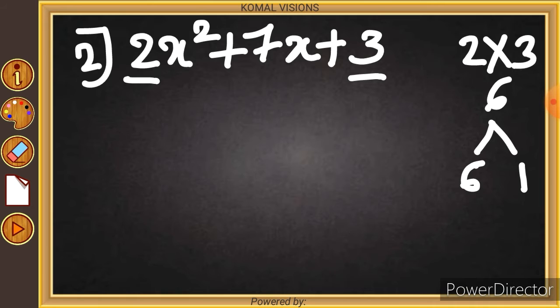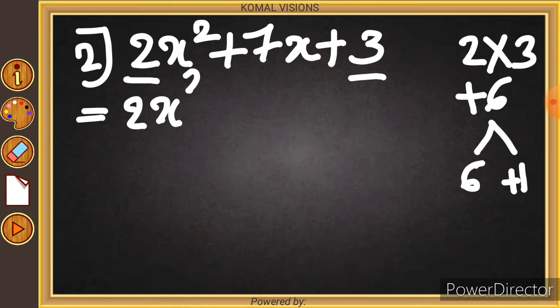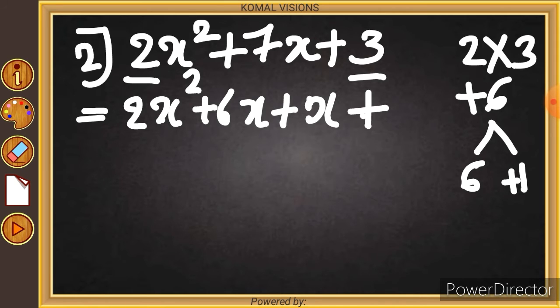Again, you should be very careful while choosing the factors' signs as well. You have plus 7, so you should take plus 6 plus 1. Then only when you add will you get 6 plus 1 as 7, and when you multiply plus 6 into plus 1 you will get plus 6. You should be very careful with the sign, otherwise you will get the wrong answer. So let us substitute in the place of 7x, plus 6x and plus 1x. I'll write x itself plus 3.